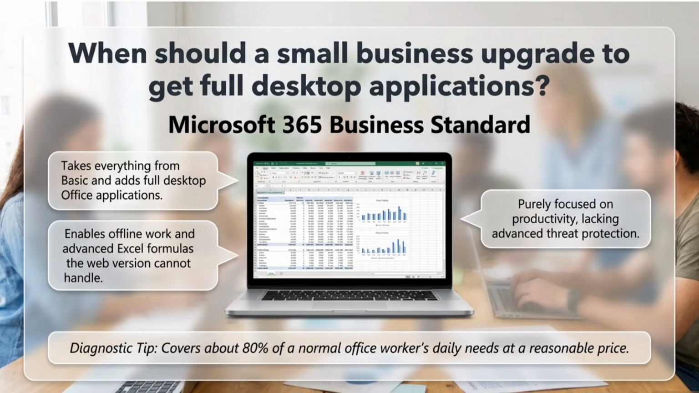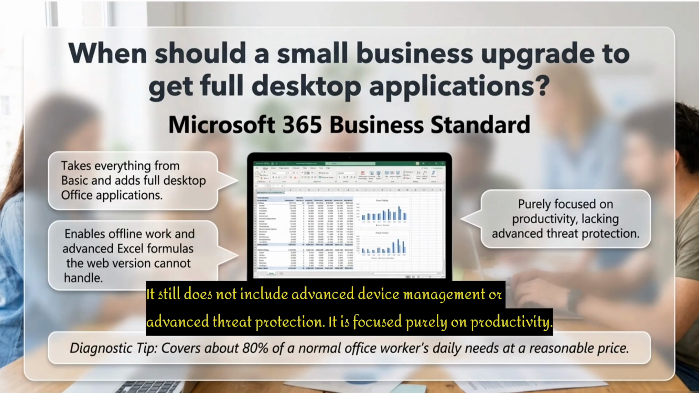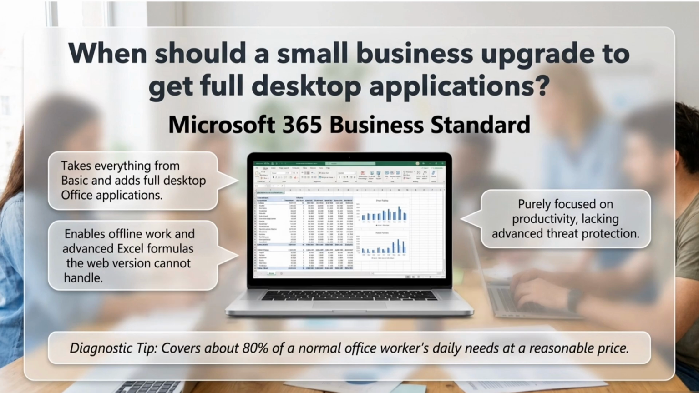Microsoft 365 Business Standard. Business Standard takes everything from Basic and adds the full desktop version of Office. That means real Outlook, real Excel and real Word installed on your computer, working even without internet. This is the most popular plan among small and medium businesses because most employees eventually need offline access or advanced formulas in Excel that the web version cannot handle. It still does not include advanced device management or advanced threat protection. It is focused purely on productivity. Think of Business Standard as covering about 80% of a normal office worker's daily needs at a reasonable price.